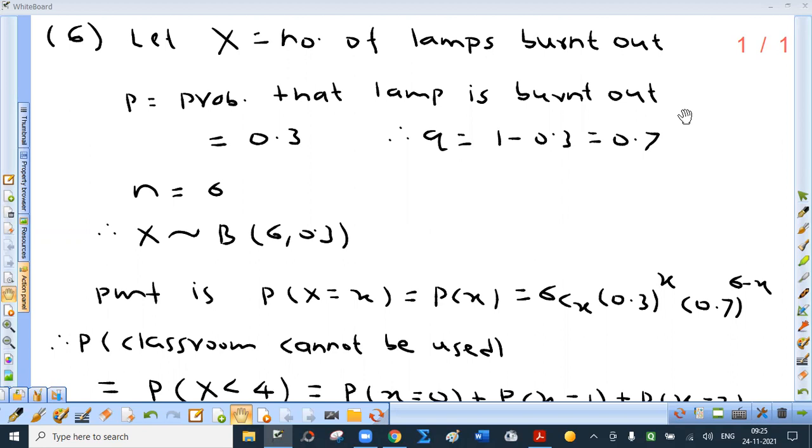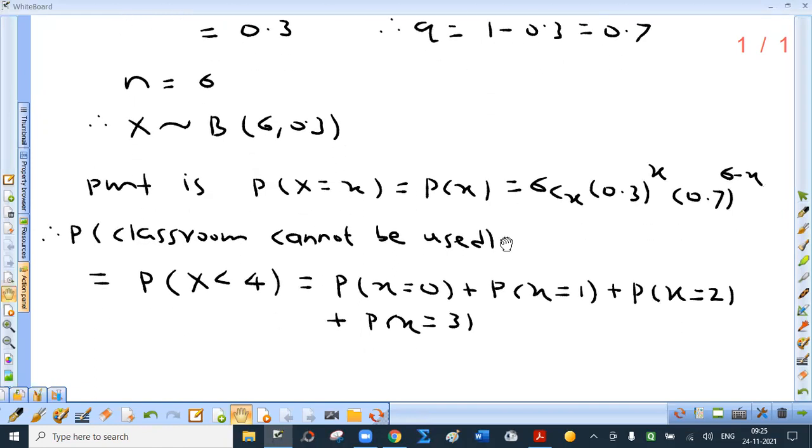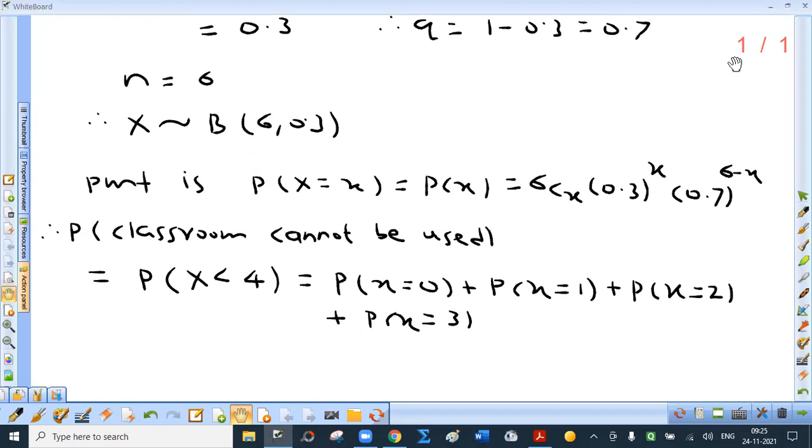So X follows binomial distribution with which parameters? 6, 0.3. So what is probability mass function? 6Cx, 0.3 raised to X, 0.7 raised to 6 minus X. Now classroom is unusable if number of lamps burning in it is less than 4. So probability that classroom cannot be used is P of x less than 4. I hope you are getting this. So P of x equal to 0 plus P of x equal to 1 plus P of x equal to 2 plus P of x equal to 3. Substitute the values and simplify.